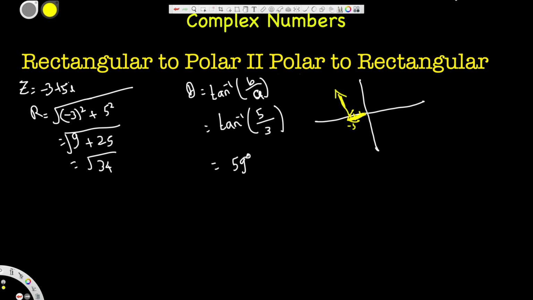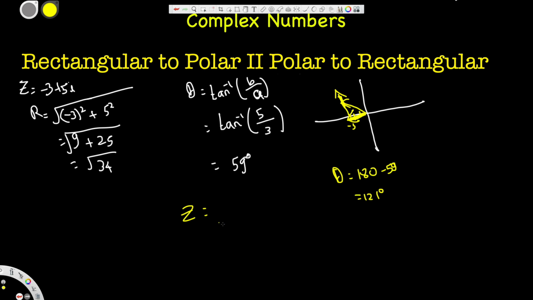So we are in the second quadrant, and as we saw in some of the formulas before, whenever we have an angle in the second quadrant, we have to subtract it from 180. So theta is equal to 180 minus 59, and that's equal to 121. That's our final degree. So the final answer is going to be in polar form, the given rectangular number.